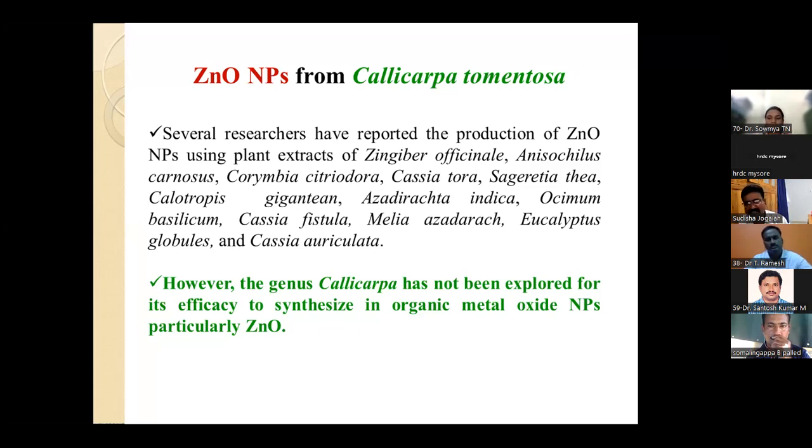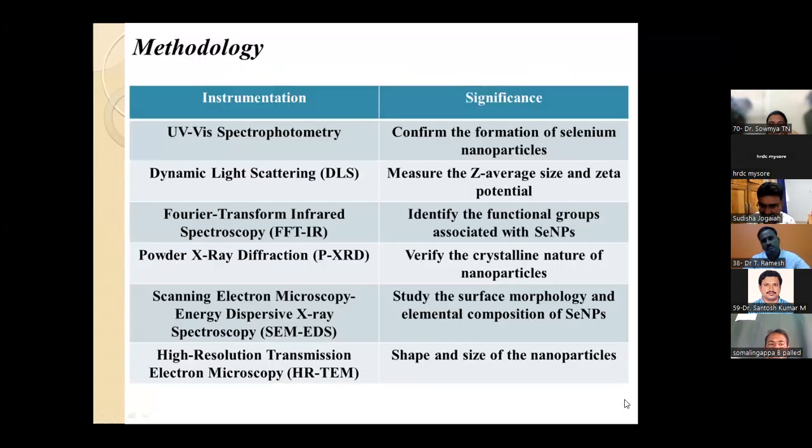However, the genus Callicarpa has not been explored for its efficacy in synthesizing inorganic metal oxide nanoparticles, particularly zinc oxide. Keeping in mind that all the other plants have been used and zinc oxide has given excellent results, why can't Callicarpa be used for our studies? So we selected this plant.